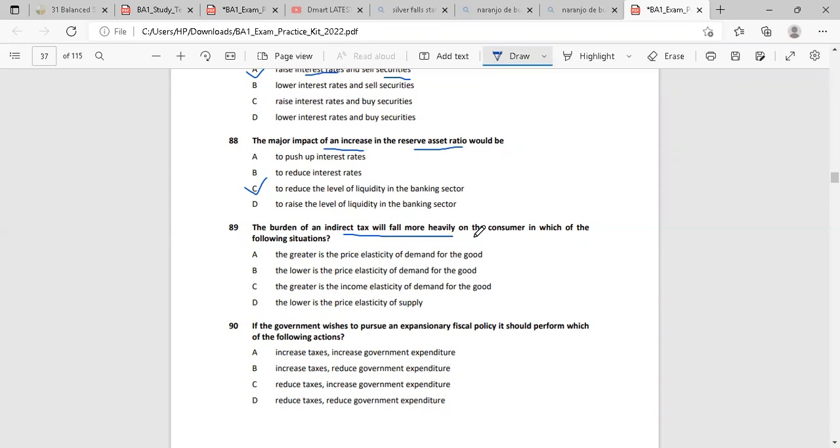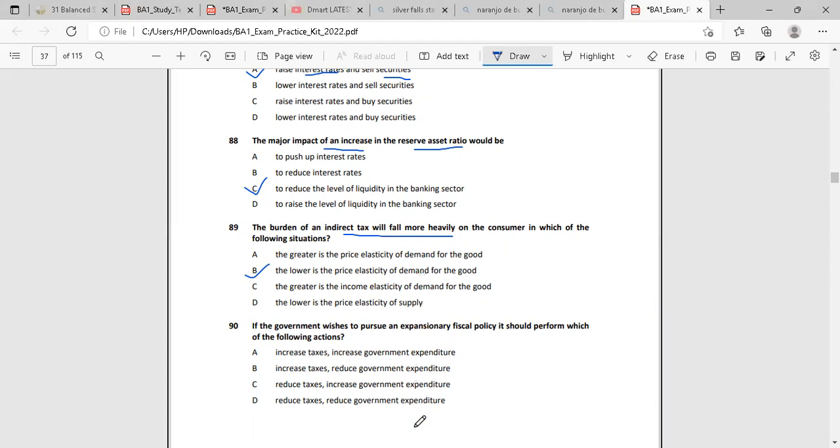When the price is inelastic, there is no impact of the price on the quantity demanded. So what is the answer? Is it A, B? Greater is not, it is lower. Lower is the price elasticity. So in that case, A and C are not the case, B and D. So B is the price elasticity of demand for the goods. The lower is the price. It's not about elasticity of supply. It is the price elasticity of demand.